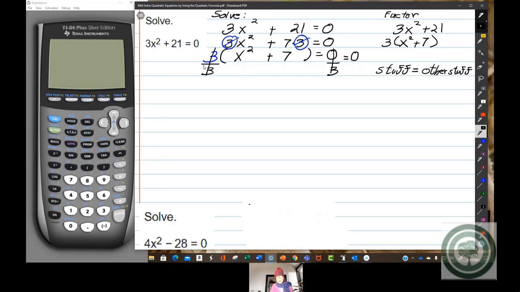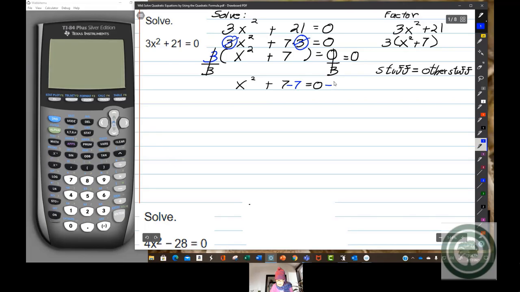I can do this as long as there's not an x in the GCF. If there were an x in the GCF, I could not do it, because I would lose one of my answers, one of my solutions. And then I would get the problem wrong. So that's why there is no x there. There is just a 3. That's great. So now I have this equation, x squared plus 7 equals 0.